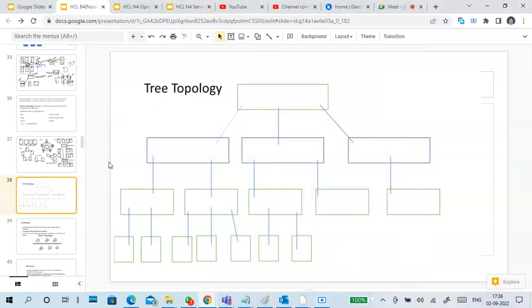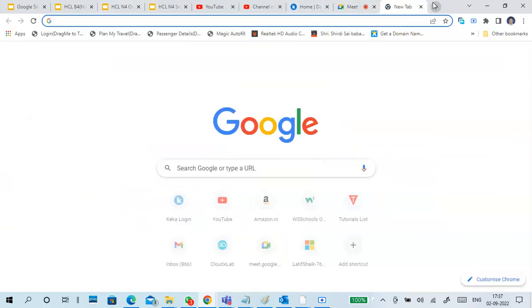Okay. The last part, guys, tree topology. Tree topology means it's a hierarchical topology. There is a core router connected to distribution routers. Distribution routers are connected to access routers. In that case, we can call it tree topology. This is newly made. You can also try searching Google for what a tree topology is.